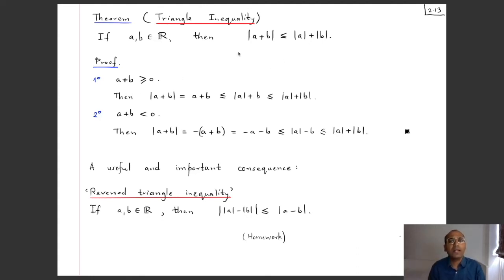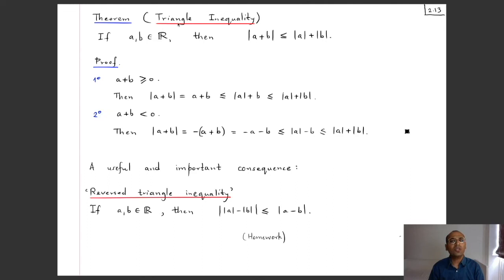So let's quickly prove this. Well, if A plus B is non-negative, then the left hand side is the absolute value of A plus B, but since this is non-negative, this is A plus B. But A itself is less than or equal to mod A, and B itself is less than or equal to mod B, so this is less than or equal to mod A plus mod B, and we are done. If A plus B is negative, then mod of A plus B is minus of A plus B, which is minus A minus B, but minus A itself is less than or equal to mod A, and minus B itself is less than or equal to mod B, so you get this inequality, and that proves this theorem.